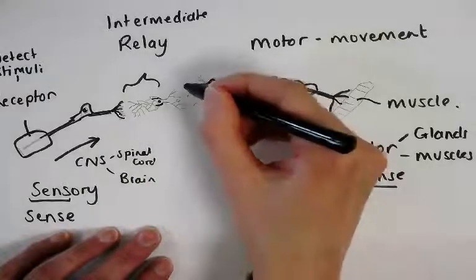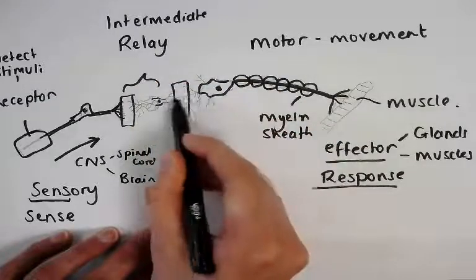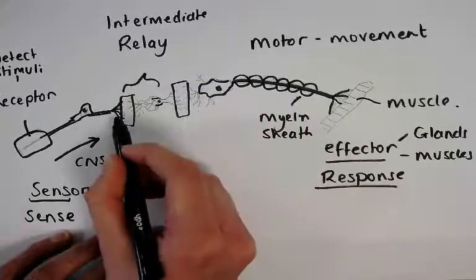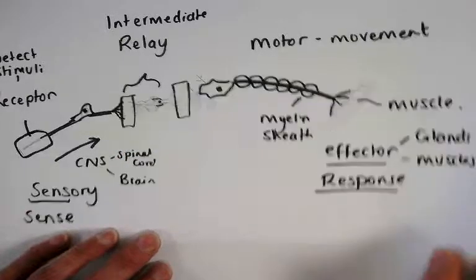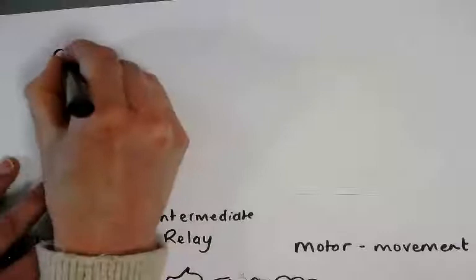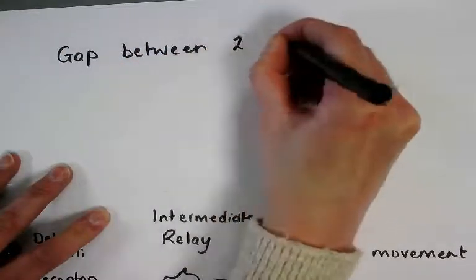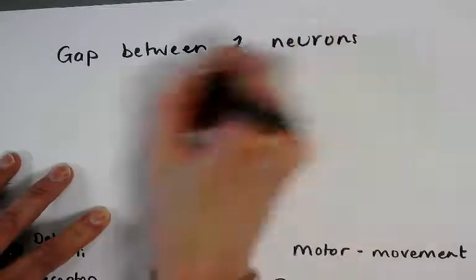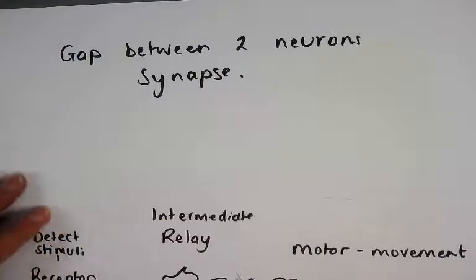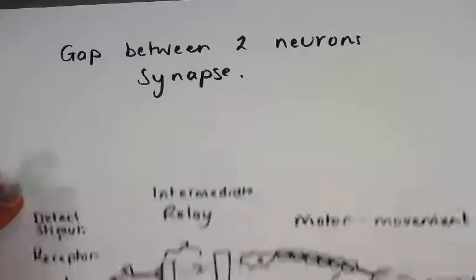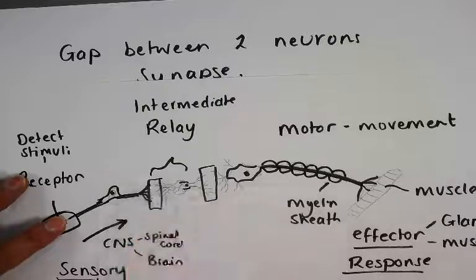So the last part of this video will explore what happens at this section here. So between here, if you look closely, the neurons don't actually touch together. So the gap between two neurons has a special name called a synapse. Now, just like an electrical circuit, if you have a gap in an electrical circuit, the electrical current can't jump across the gap, and it's the same idea.